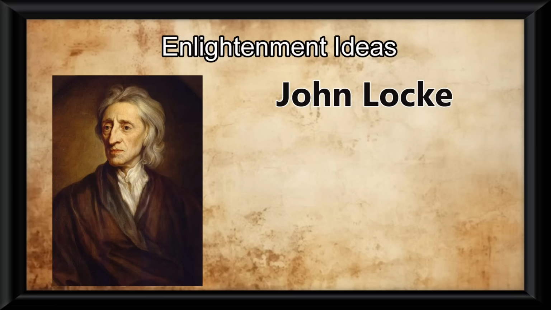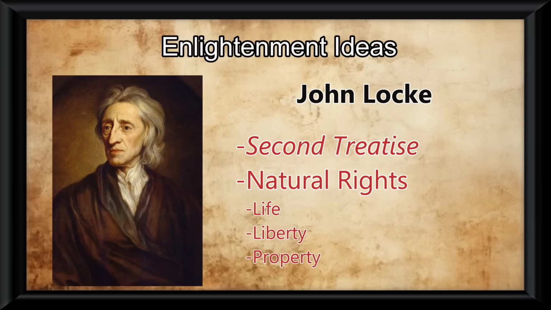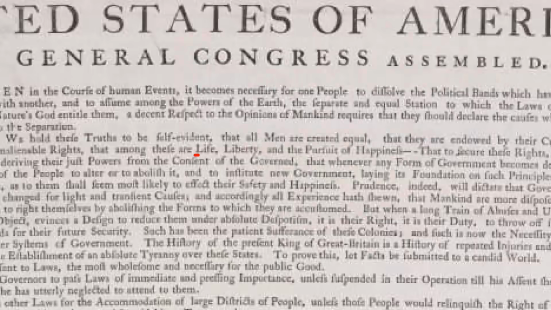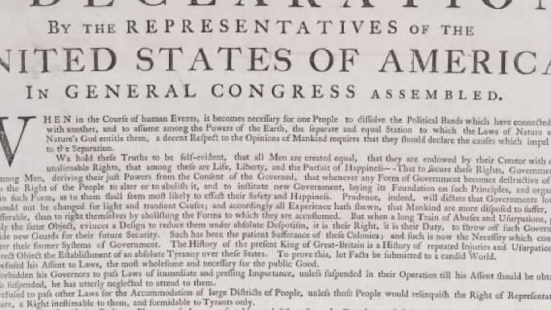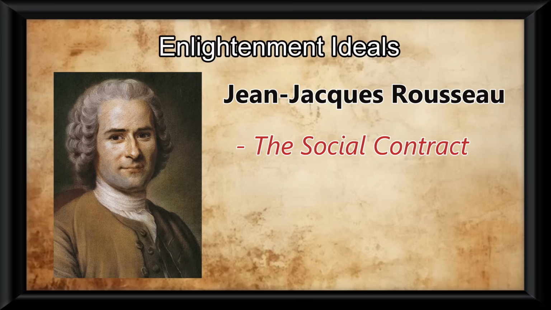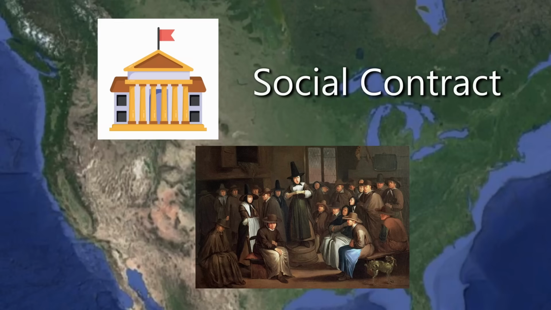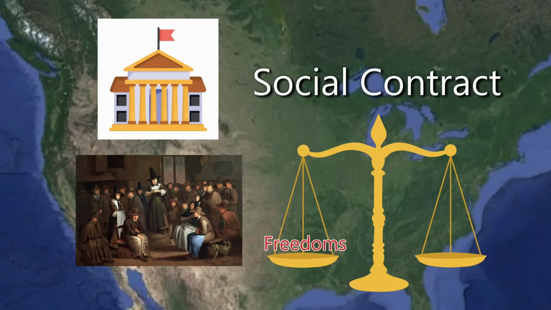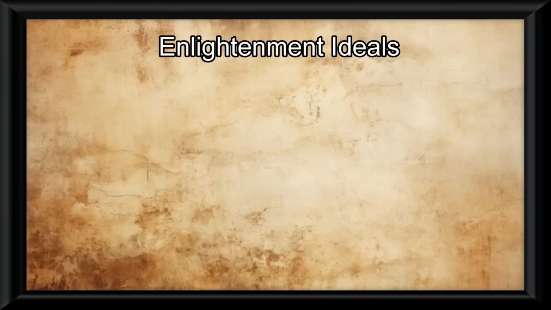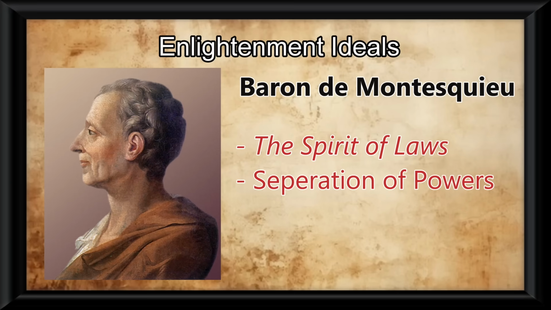First we have John Locke, who argued in his book Second Treatise that every person is born with a natural right to life, liberty, and property. And this might sound familiar, as this exact idea is written into our Declaration of Independence. Then we have Jean-Jacques Rousseau, who argued in his book The Social Contract that when people live under a government, they enter into a so-called social contract, where they give away some of their freedoms for government benefits. And finally, we have Baron de Montesquieu, who argued in his book The Spirit of Laws that there should be a separation of government into three branches.